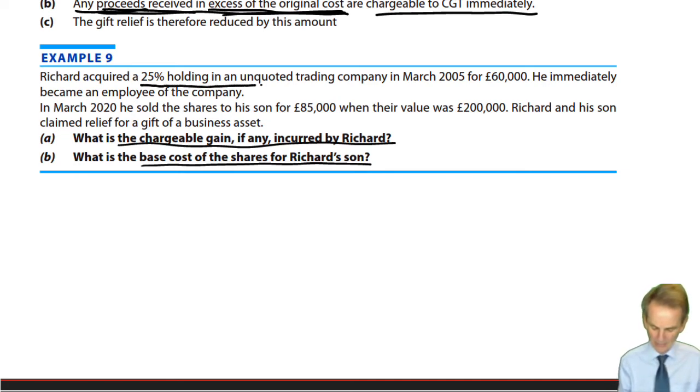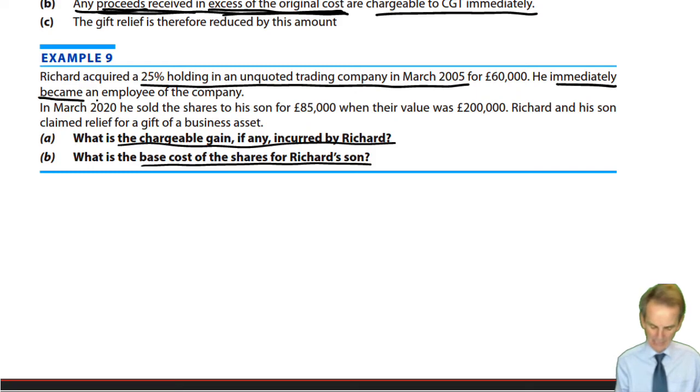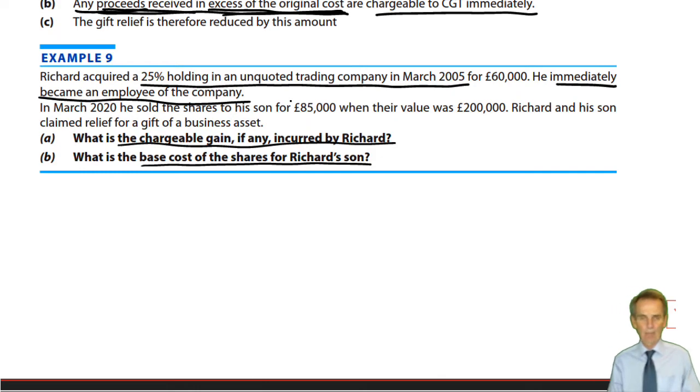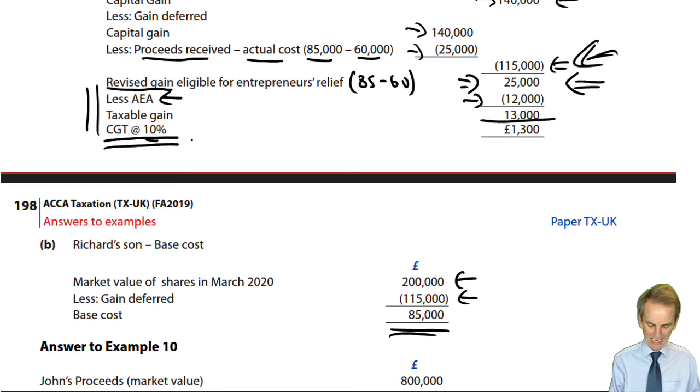Acquired a 25% holding in an unquoted trading company back in March 2005. Immediately became an employee of the company. Now, there's nothing which says we stopped being an employee. So, do we have a 5% shareholding? Yes, we do. Are we an employee? Yes, we are. Have we been those things for at least 2 years? Yes, we have. And therefore, entrepreneur's relief would be available. On that basis, therefore, it is CGT at 10%. Entrepreneur's relief is indeed available.